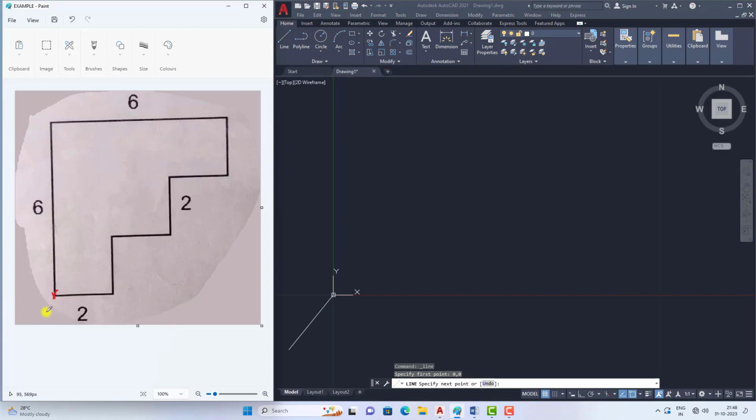See, this point is 0, 0. This is the origin point. So now to here, right? I need to draw a line here.